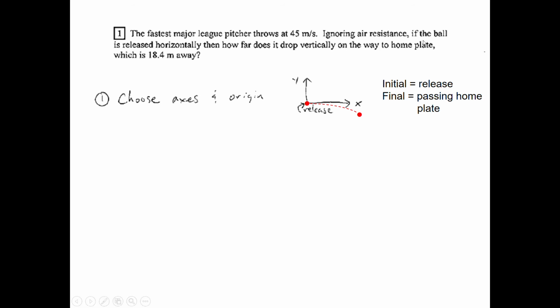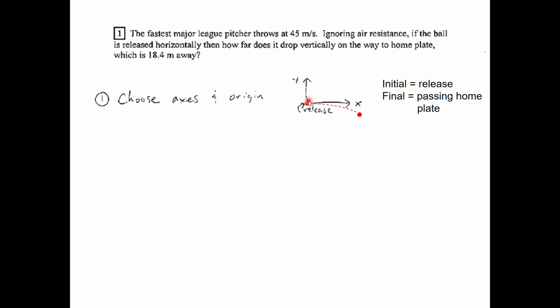It may not be a completely realistic thing in this scenario, but we'll take it at face value here. So choose axes and origin. I drew a little cartoon. Here's the ball. It's falling on the way to home plate. Home plate's down here somewhere, and the ball has fallen a bit on the way to home plate when it passes it. I want to know this distance here.